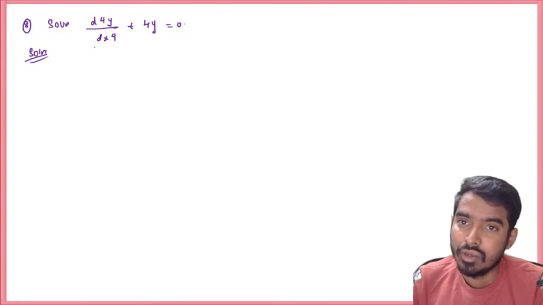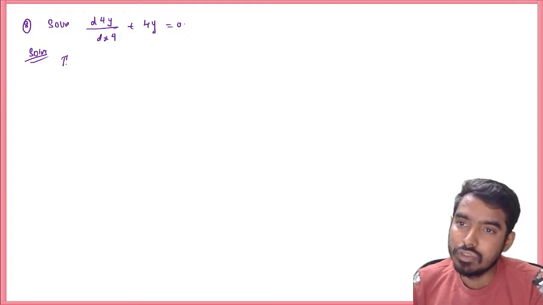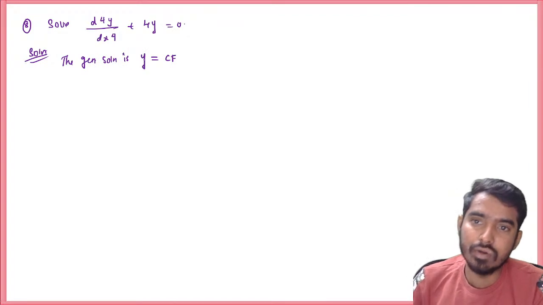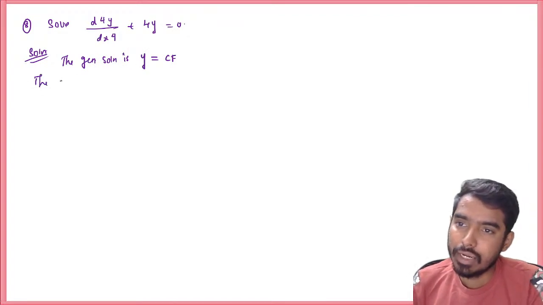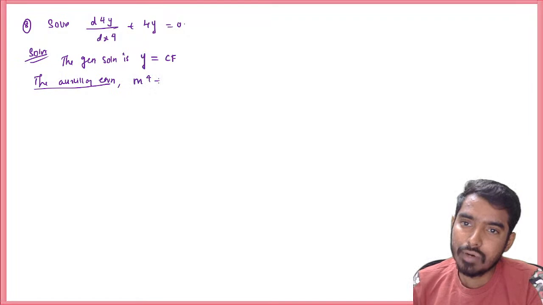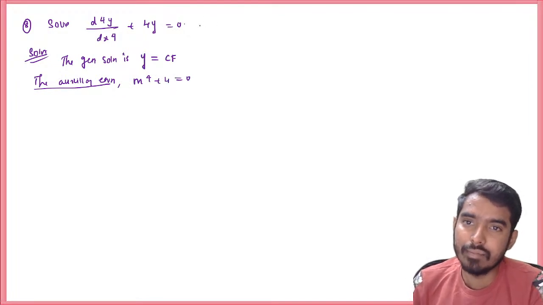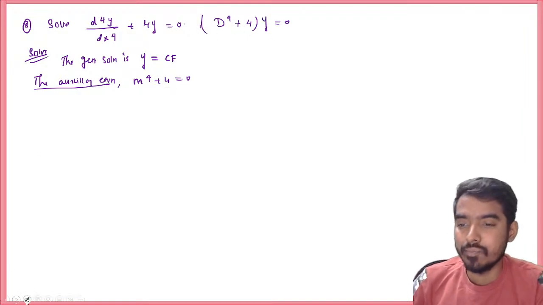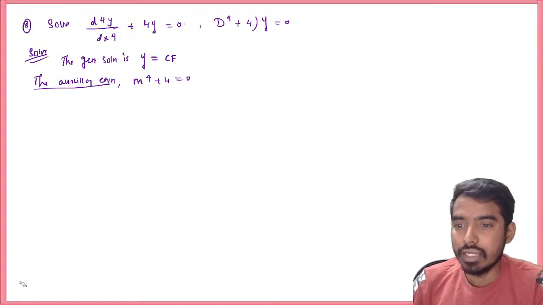Okay, RHS is 0. Now the general solution is given by y is equal to complementary function. So to find the complementary function, first we need to find the auxiliary equation, which is the root of m power 4 plus 4 is equal to 0. This is the same as d power 4 plus 4 of y is equal to 0. Both are the same only.